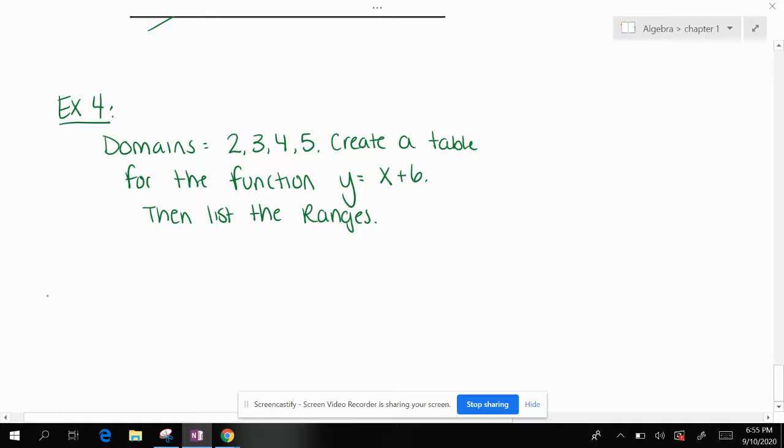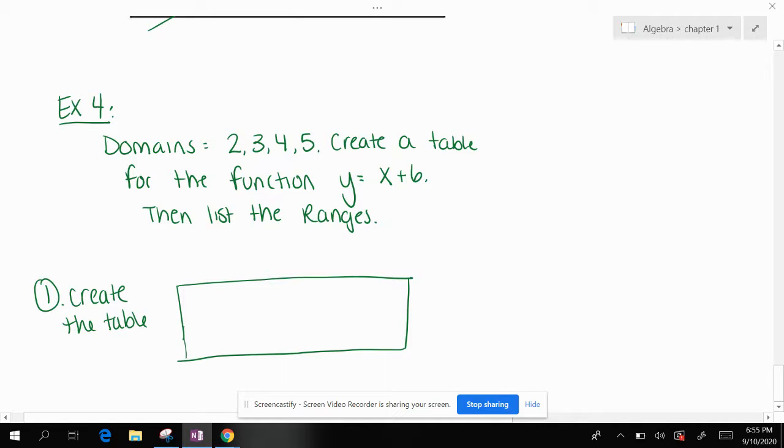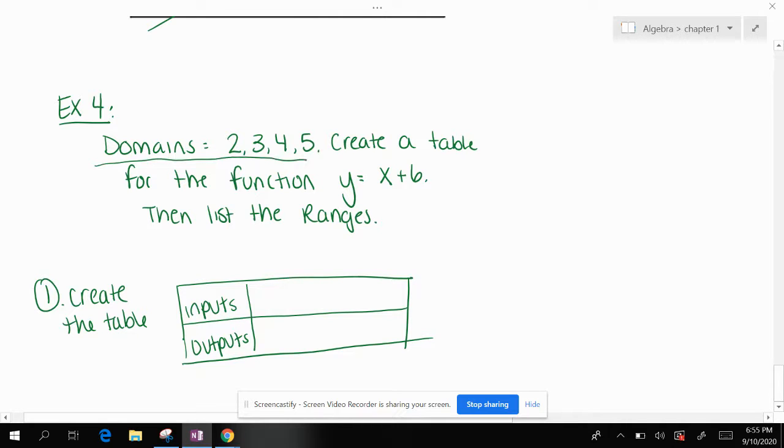The first thing I want to do is obviously create the table. Mine's just horizontal. Yours can be vertical. Doesn't really matter. I'm going to put my inputs and my outputs. So all of my inputs are my domains. So I have a 2, a 3, a 4, and a 5.